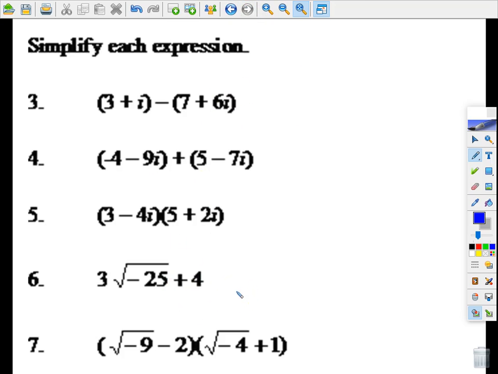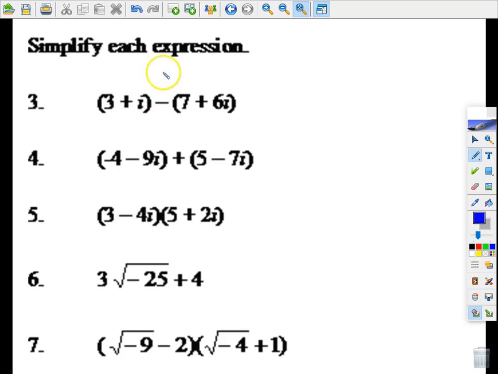All right, let's run through these answers, and this will conclude this video. Simplifying these expressions, these complex numbers that are being either subtracted, added, multiplied, and then we have radicals that need to be simplified. So just be careful.